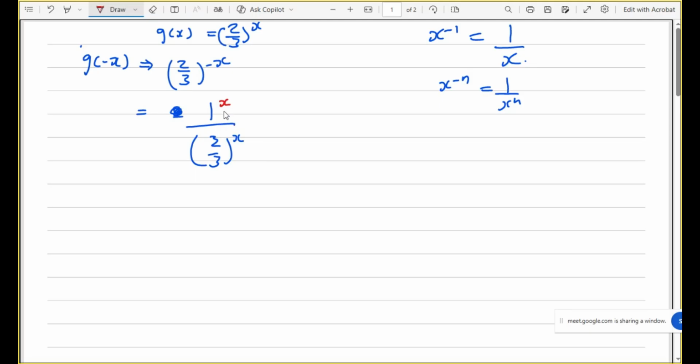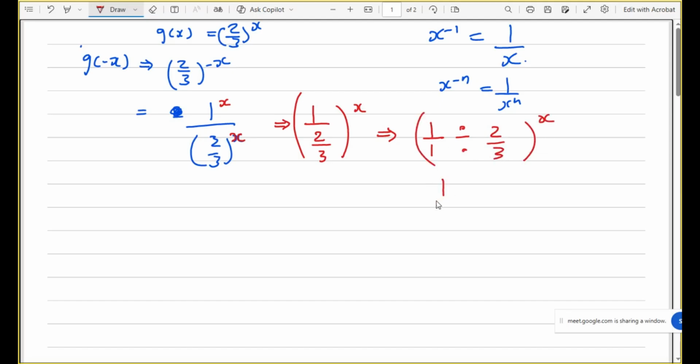So now the reason I say to the power x, I want these numbers to have the same exponent. So I can write it like this: 1 over 2 over 3, everything to the x. So it's the same as saying this is 1 over 1, which is the 1 on top, divided by 2 over 3, everything to the power x. So it's the same as 1 over 1 multiplied by the reciprocal, everything to the power x, which is just 3 over 2 to the power x. Is that making sense now?